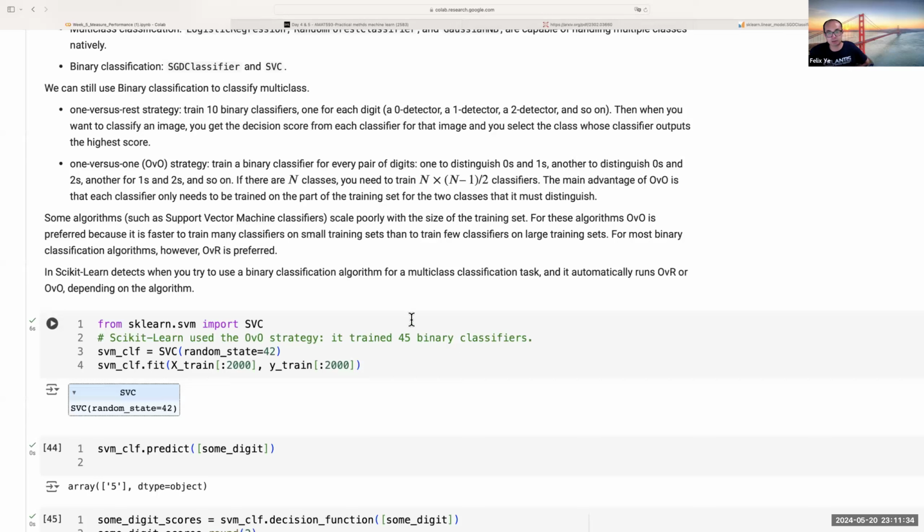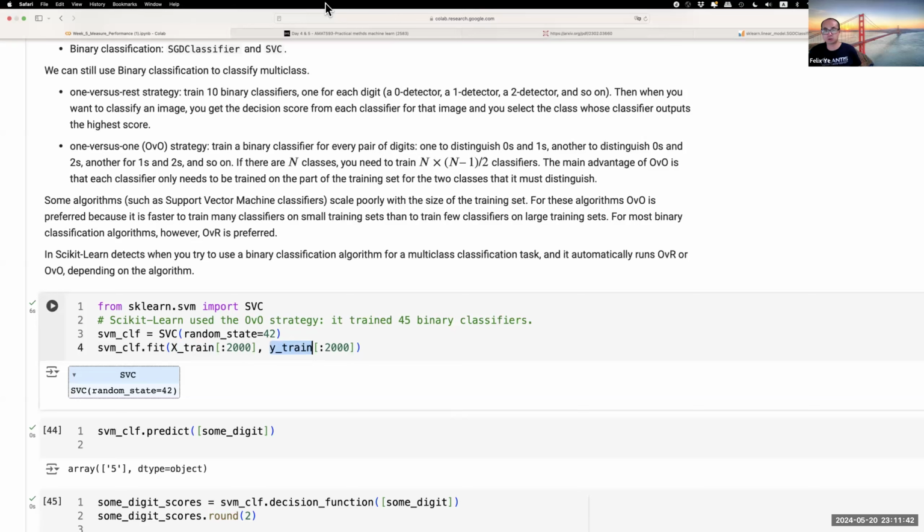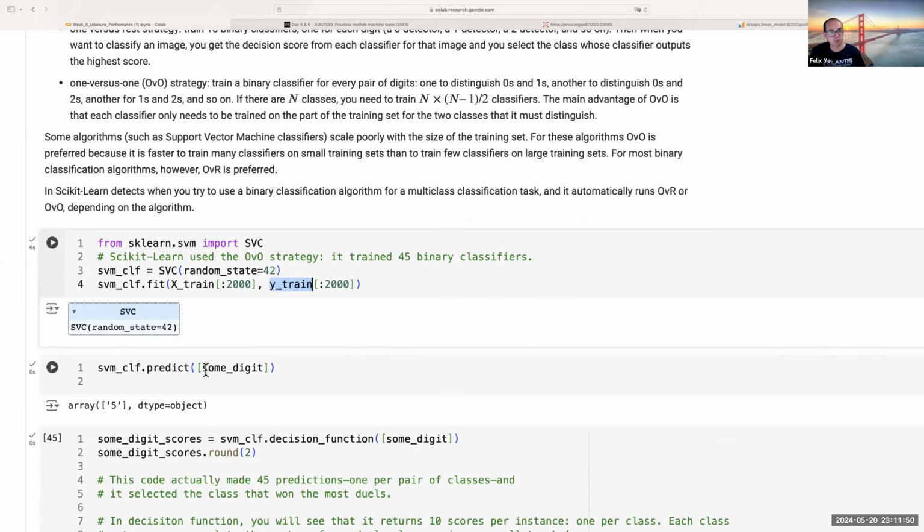It actually trained the 45 binary classifiers automatically. Here, we are not using the full data because if we train on the full data, it would take too much time. We're just taking the first 2,000 samples to give you some idea of what we're getting here. So if we train on the first 2,000 samples and make this prediction, it will be 5.